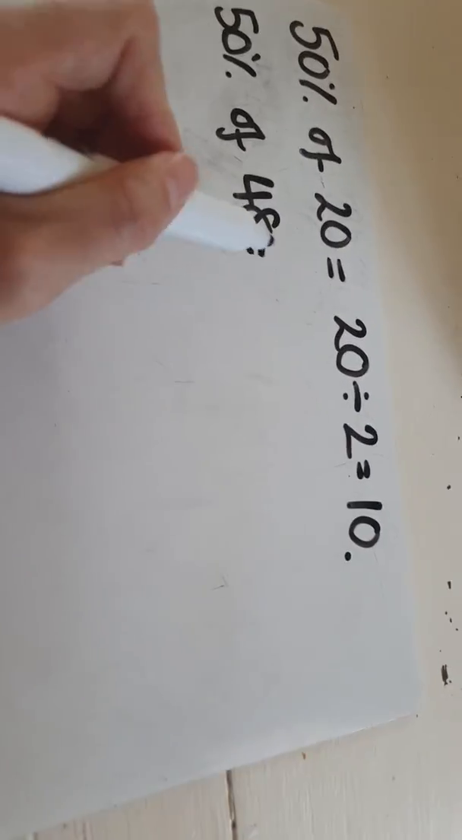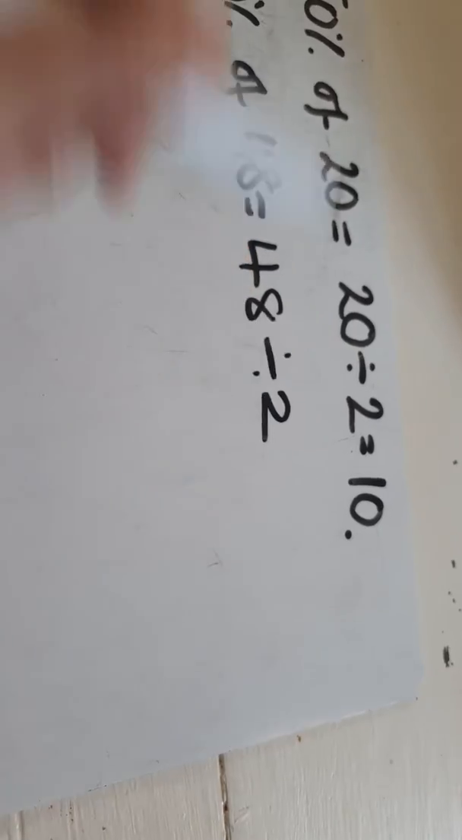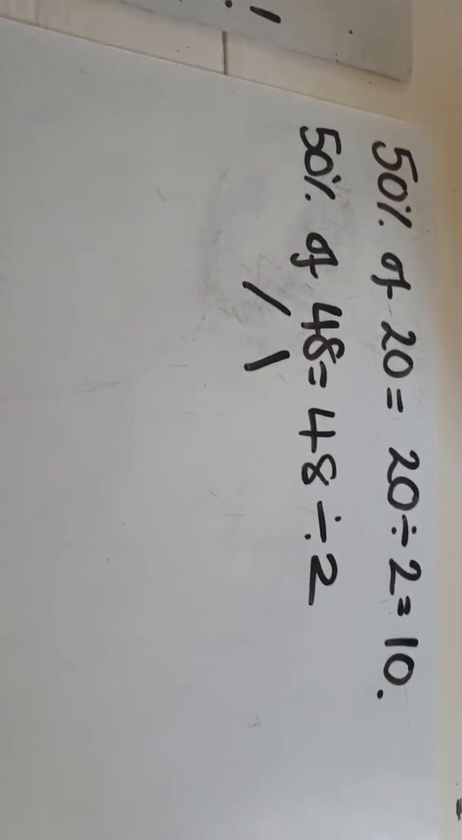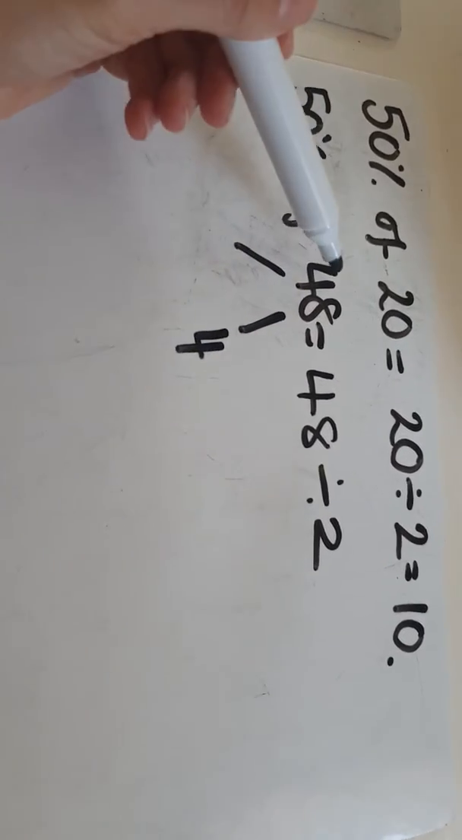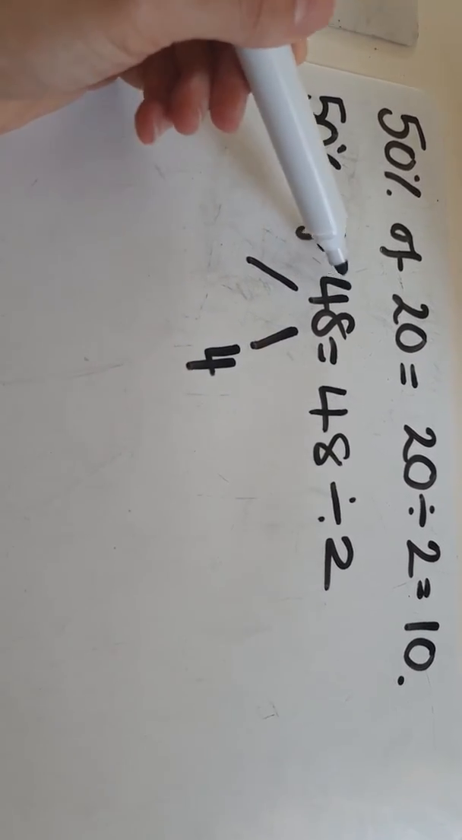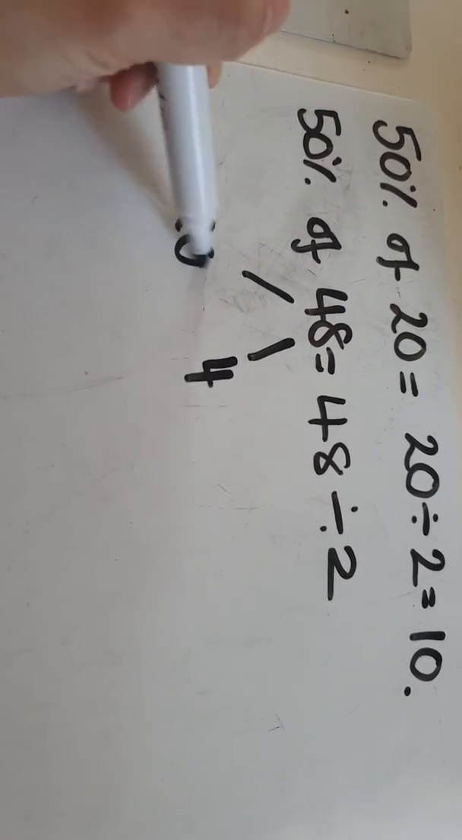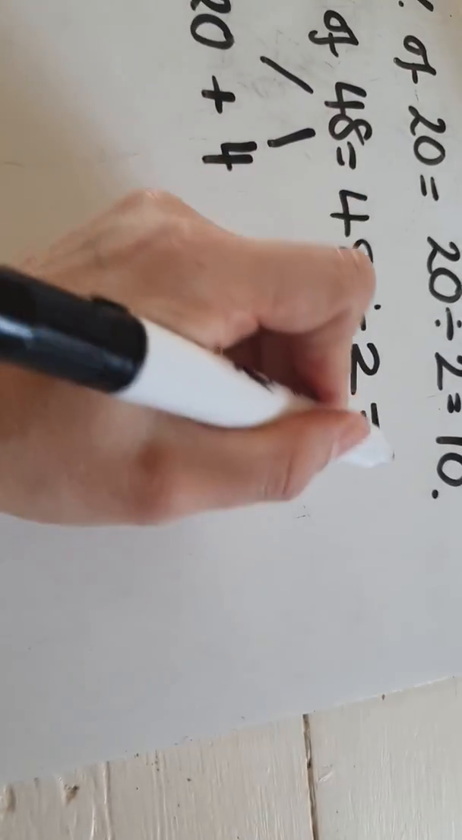Now, you still need to do 48 divided by 2, but this may be a little trickier. So you may want to partition the number you are dividing. So 8 divided by 2 is 4. 40, remember that's a 4 in the tens column, divided by 2 is 20. 20 add 4 equals 24.